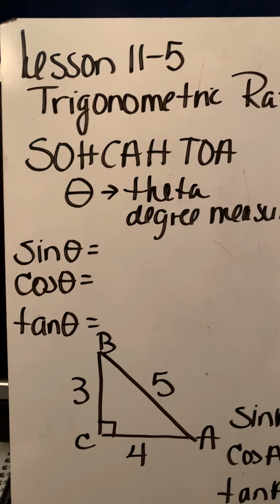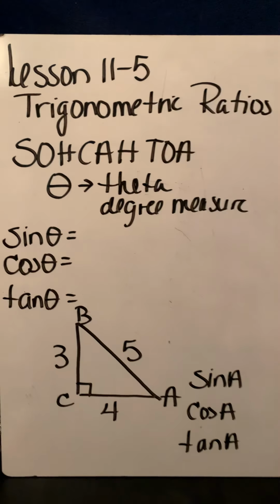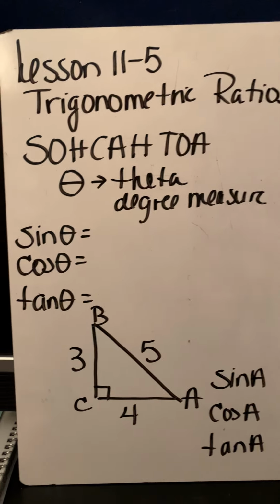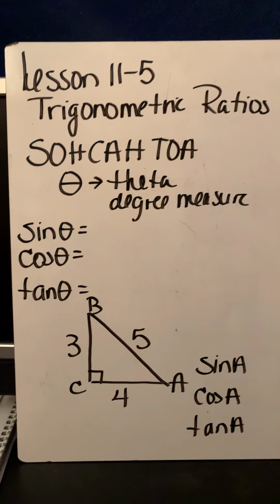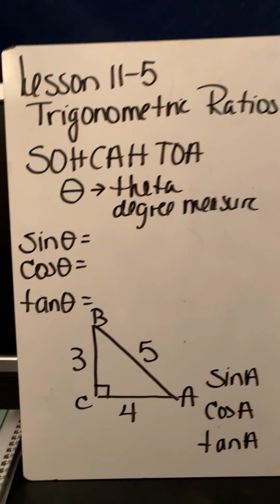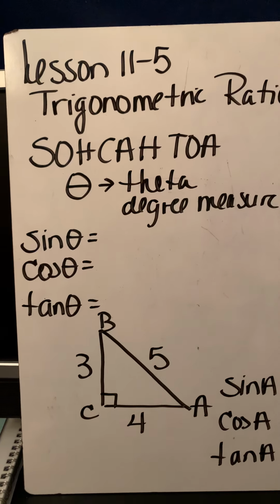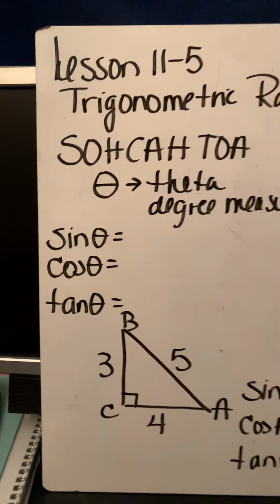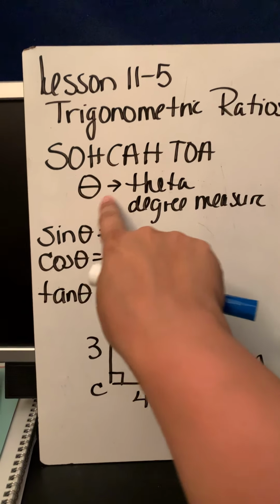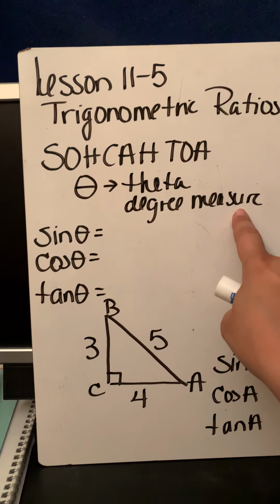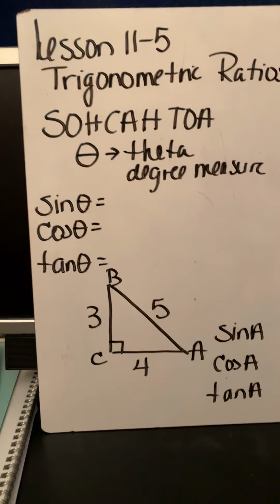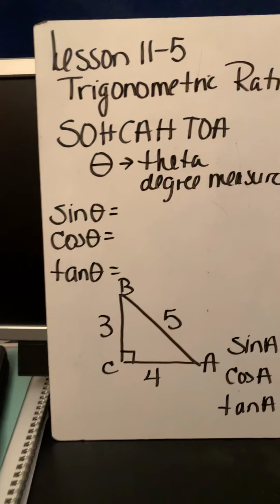All right, Algebra 1, let's do a little bit of trig, okay? So, lesson 11.5, trig ratios. A saying that we always use when dealing with trig is Sohcahtoa. Sohcahtoa. This symbol right here is called theta. It means degree measure.